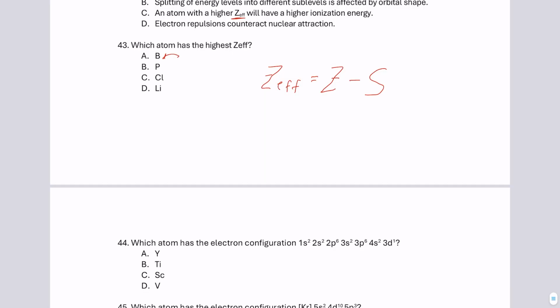Now we can plug this into our equation for effective nuclear charge. 5 minus 2 is equal to positive 3. So the effective nuclear charge for boron is plus 3.